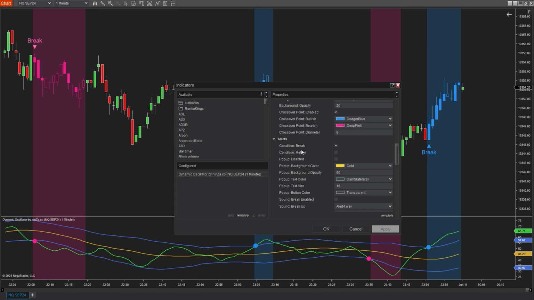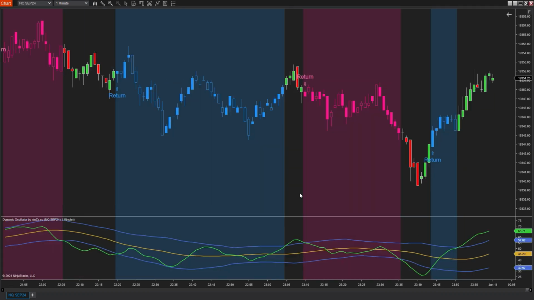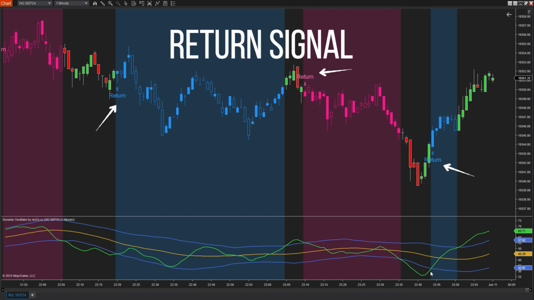But that's not all. The dynamic oscillator has another signal type to offer. In the alerts section, you can switch to the return signal. Now, let's turn off the break signal and activate the return signal instead. When we look at the chart, we can see return signals forming when the oscillator lines move back inside the Bollinger Bands. Unlike the break signals, these return signals aren't highlighted on panel 2, which helps avoid confusion.